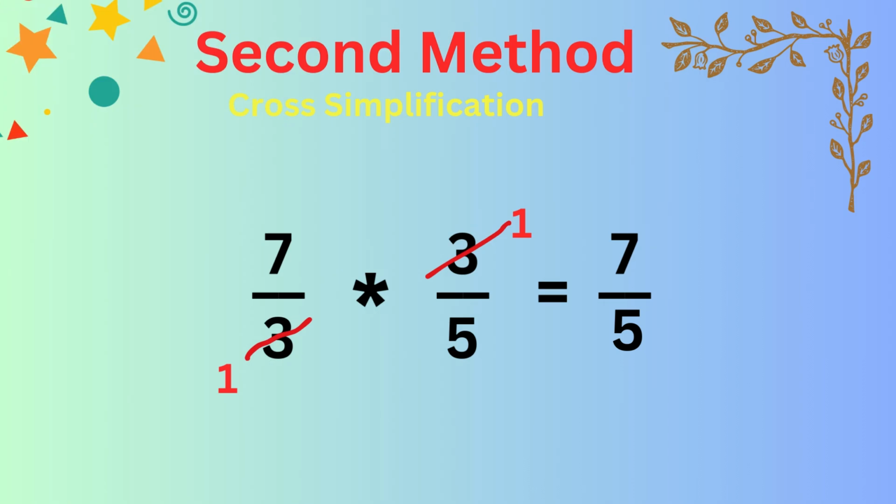Method 2. Cross simplification. This is the easier method. Notice the 3 in the first fraction's denominator and the 3 in the second fraction's numerator. We can simplify before multiplying. 3 divided by 3 is 1. Now multiply. 7 times 1 equals 7, numerators. Now multiply again. 1 times 5 is 5, denominators. Our answer is 7/5.